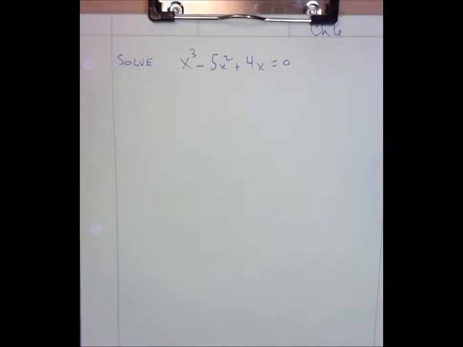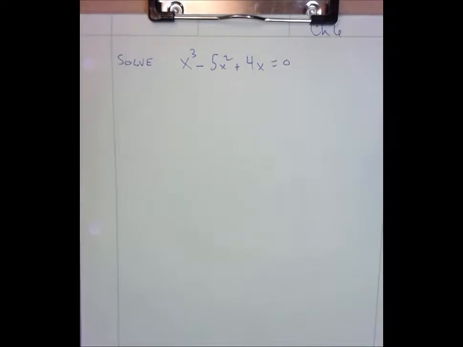Here's one more problem similar to something you might find in Chapter 6 of your textbook, and that is an equation. Now, this is not just a polynomial. This is a polynomial equation because now we have the equals 0 as part of it. And we're asked to solve this, which means our job is to find a magic value of x or multiple magic values of x that will make this expression true.